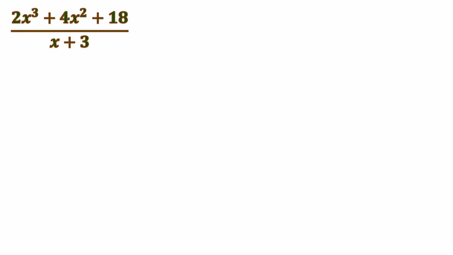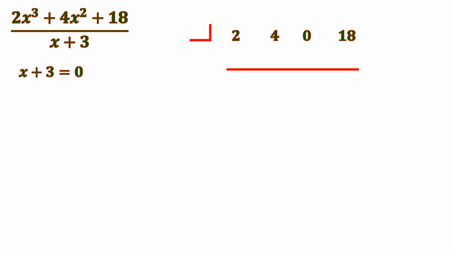Now this time we're going to use synthetic division for the same given. So let us write the numerical coefficients, the 2, 4, and as you can see there's 0 because there's no x in the terms. So we assume that it's 0x. So we're going to put the numerical coefficient of x, which is 0, and then the constant 18. So we're going to put a line and a box. So let us solve for the x for the divisor. x plus 3 equals 0. Transpose 3, it will be x equals negative 3. And we're going to put the negative 3 in this box.